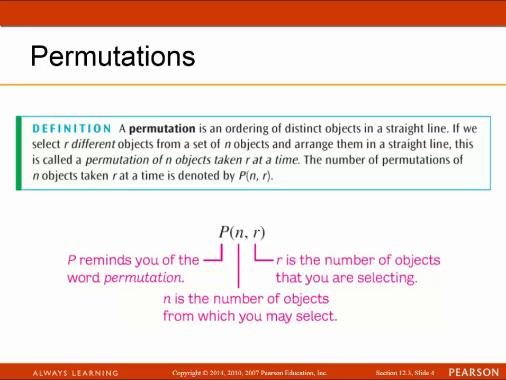So what's a permutation? A permutation is an order of distinct objects in a straight line. So if we select r different objects from a set of n objects and arrange them in a straight line, this is the permutation of n objects taken r at a time. And the symbol for permutation is denoted by the symbol given here. So the P reminds you of the word permutation. N is the number of objects from which you can select, and then r is the number of objects that you actually select.